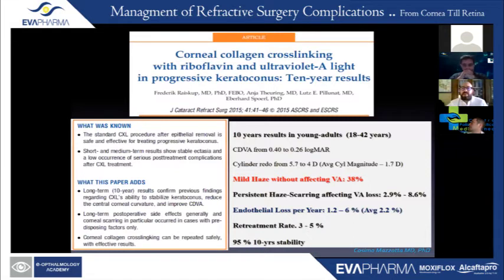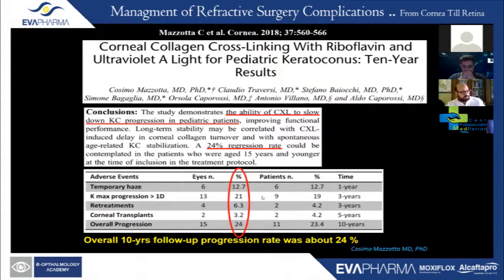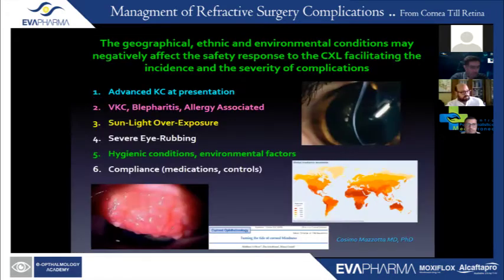This was my article on the pediatric population at 10 years follow-up, and you can see that we had a temporary haze in about 12%, and the overall progression rate was 24%, but we had only 6%, from 3 to 6%, of corneal transplant and retreatments due to scarring. You know that geographical, ethnic, and environmental conditions may negatively affect the safety response to cross-linking, also facilitating the incidence and the severity of the complications.